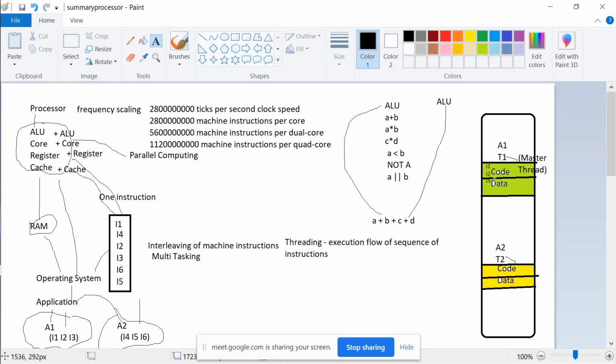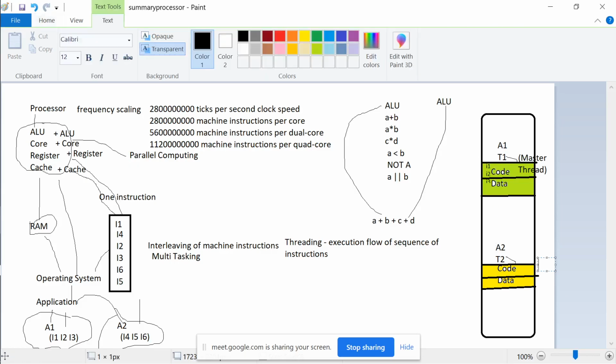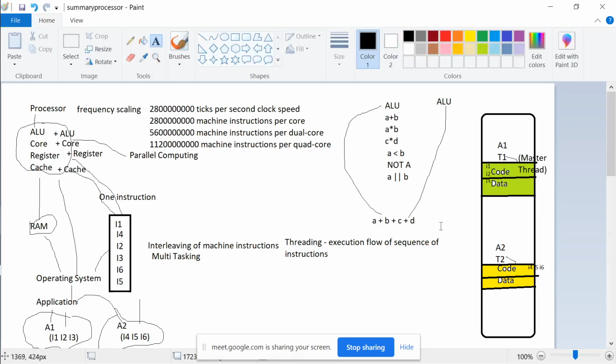So just like we have I1, I2, I3 instructions here, in the code section we'll have, again let's decrease the font, I4, I5 and I6. So now there is thread 2, T1 and T2. The operating system doesn't read I1, I2, I3. It is communicating with the threads. Your operating system is a very critical part which takes the T1 thread and also manages the T2 thread.